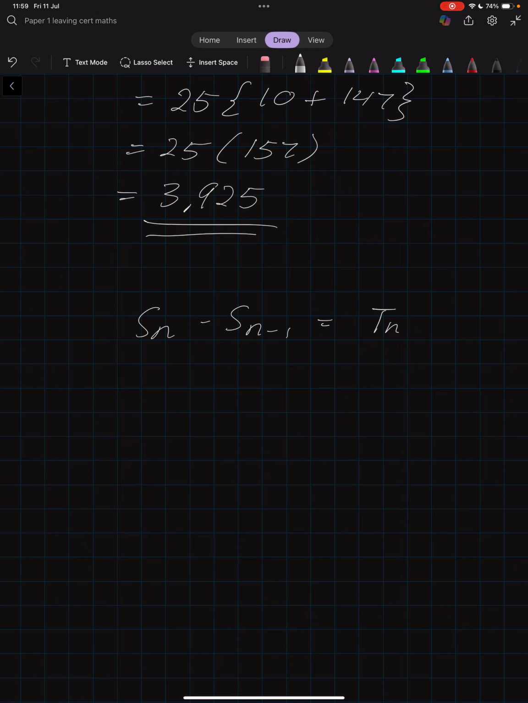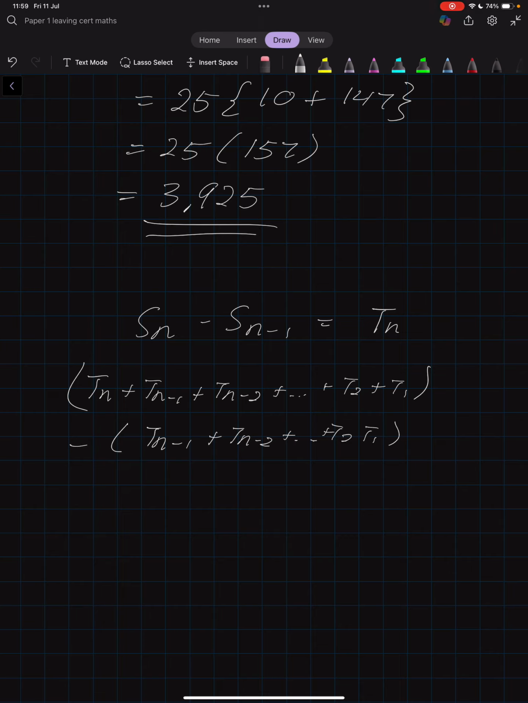Why? Because Sn is Tn plus Tn minus 1 plus Tn minus 2 dot dot dot T2 plus T1. And then you're minusing Sn minus 1, which is Tn minus 1 plus Tn minus 2 dot dot dot T2 T1. So basically all of these terms will cancel except Tn.